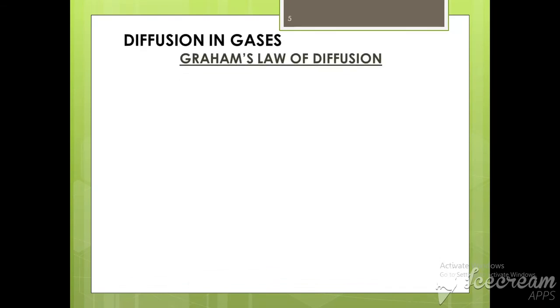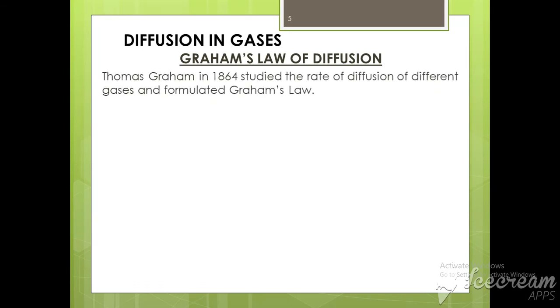In this subtopic, we will be discussing Graham's law of diffusion. There was a scientist named Thomas Graham. In 1886, he studied the rate of diffusion of different gases and then formulated a law, and that law was known as Graham's law of diffusion.